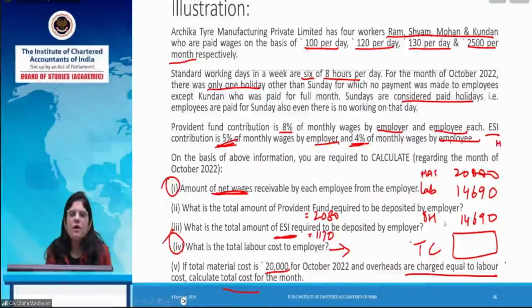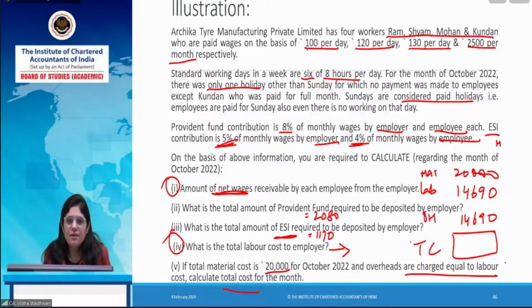The first part, you have been asked to calculate net wages. How do you do it? Basic wages less employee contribution of PF and ESI. Second part is what is the total PF amount, employer plus employee both. Third part is what is the total amount of ESI, employer and employee both. Fourth is what is the labor cost. In labor cost, how do we calculate? Basic plus employer contribution of PF and ESI. All right, students, now I hope you have understood and you remember. Clear? And the fifth part is the total cost.